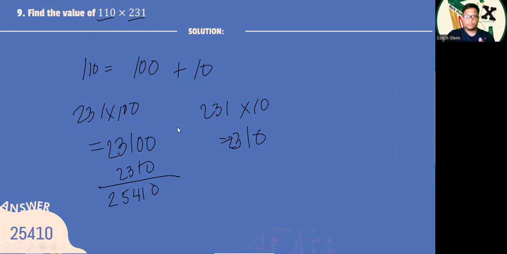Again, all we did was split 110 into 100 and 10. After splitting, it's easier to multiply because all you need to do is add zeros when multiplying with tens, 100s, and 1000s, and so on. So for 231 times 100, just add 2 zeros. For 231 times 10, just add 1 zero. And then you add the 2 results. So we have a total of 25,410.